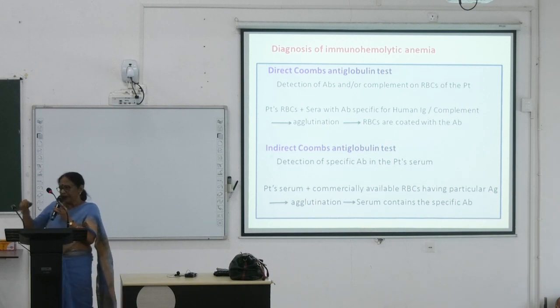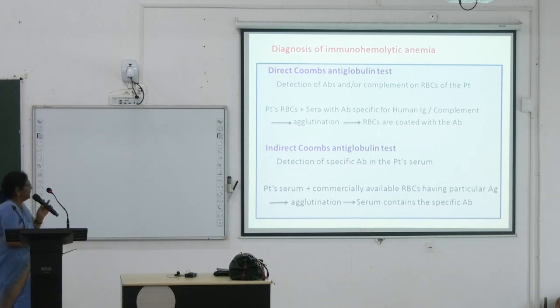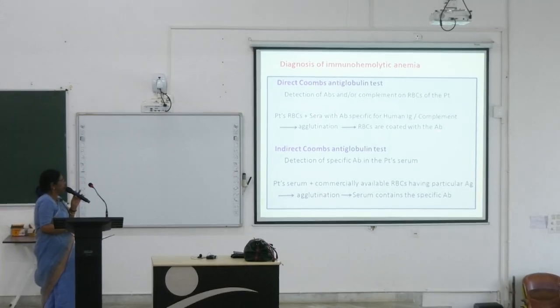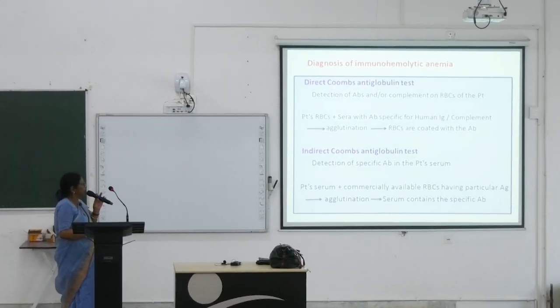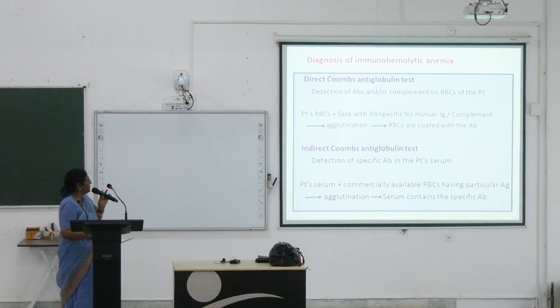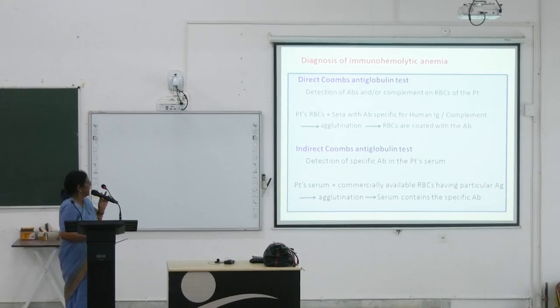They are causing the agglutination of the RBCs coated with those. So if there is agglutination, we can decide that these RBCs are coated with antibody. And the indirect Coombs antiglobulin test is to detect the specific antibody, whether there is any specific antibody present in the patient's serum.